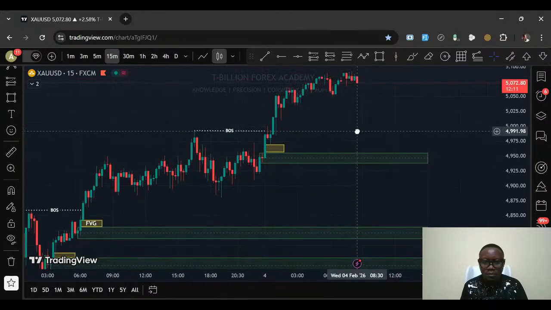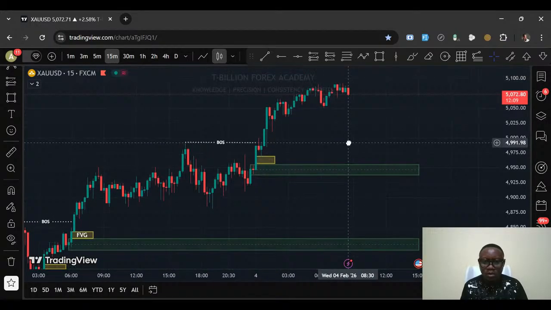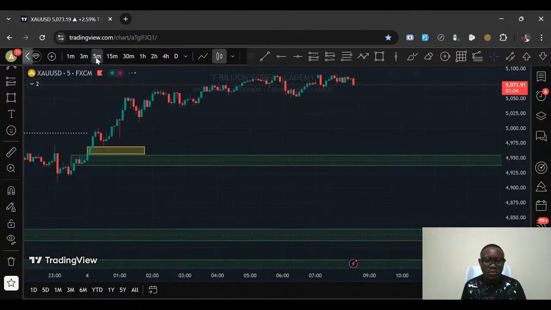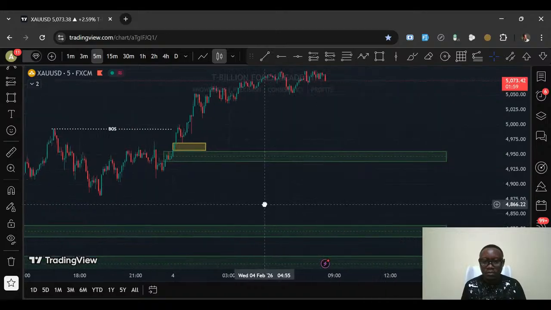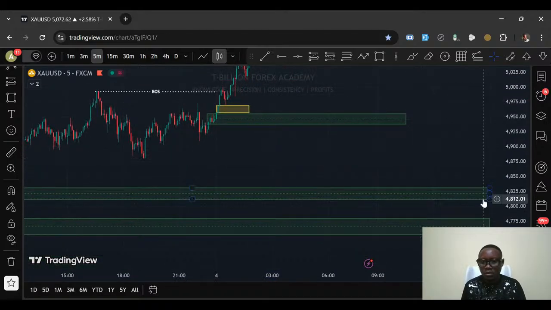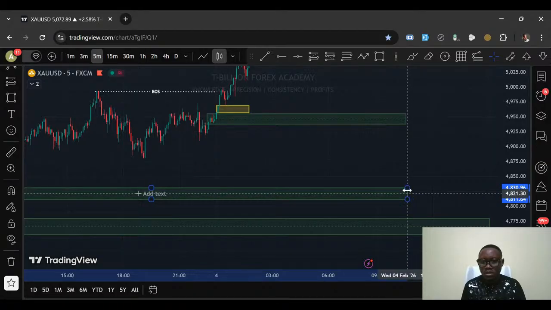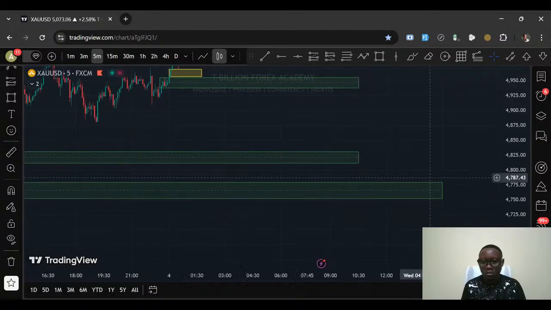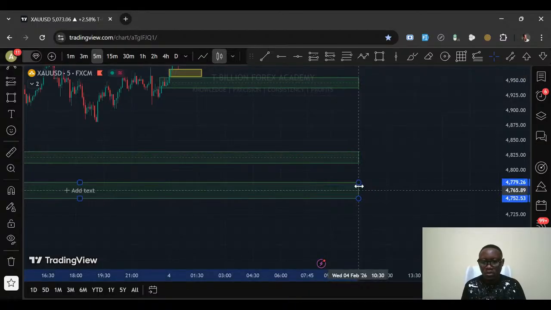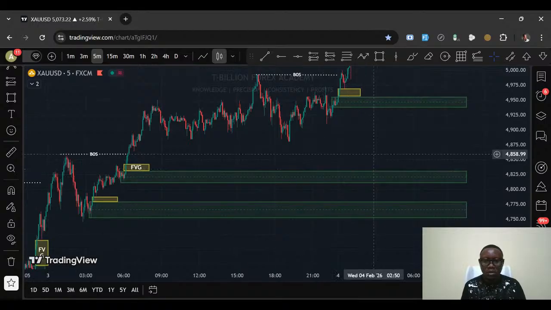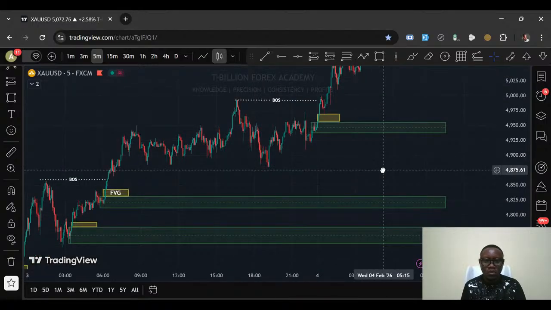Okay. So up until this point, I think we are good. Now let's go to our entry time frame to refine the zone further and get this close and this. Of course, and this as well.